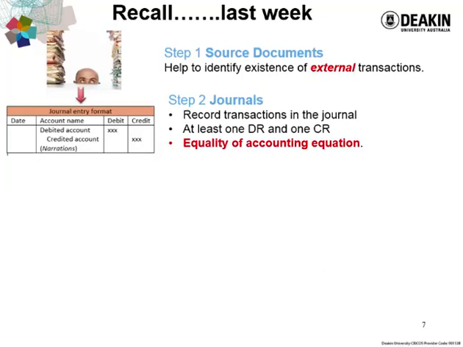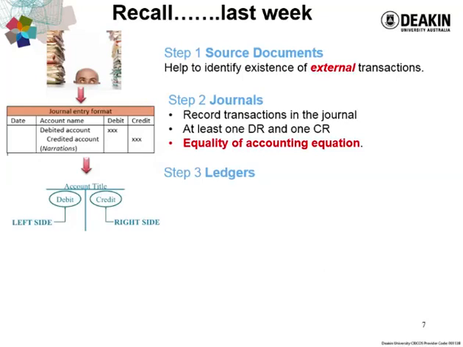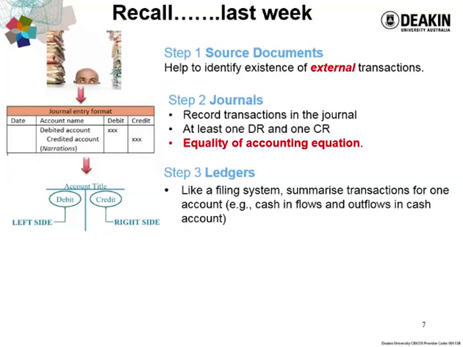Journals are the books of original entries. We apply the concept of debit and credit, which are based on the accounting equation. So there must be at least one debit and one credit. We then post the entries from journals to ledger accounts. Every ledger account summarizes a particular transaction. For example, a cash at bank account details all the cash inflows and outflows. A ledger account allows us to determine the closing balance and total figure of each item.